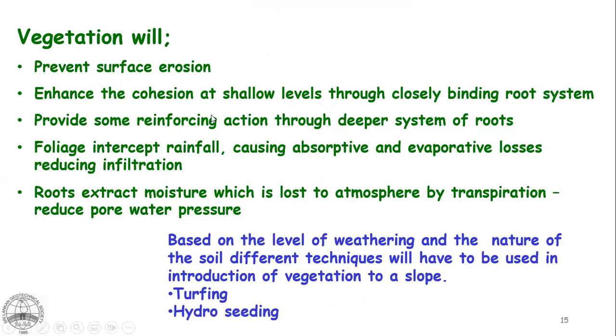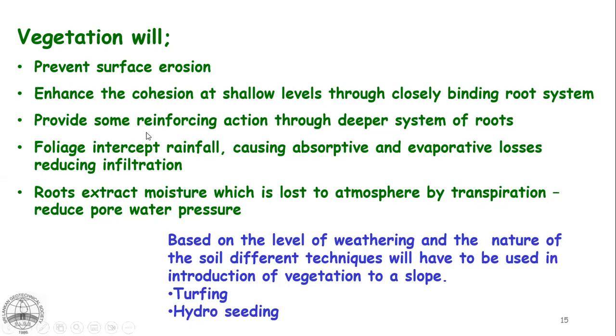Deeper roots will provide a reinforcing action, as in the case of soil nailing. When rainfall falls on the sloping ground, foliage intercepts rainfall without letting everything fall onto the ground. So it causes absorptive losses there, and subsequently, when the water gets into the ground, the tree extracts moisture from it, causing the transpiration process, evapotranspiration, for the living of the particular tree, right?